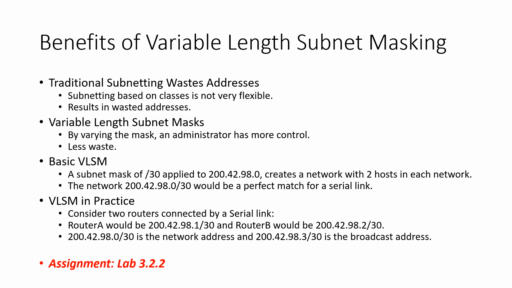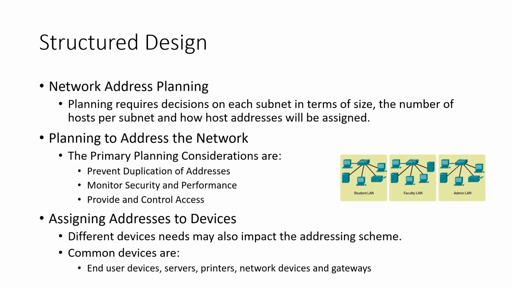VLSM in practice. Okay, consider two routers connected by a serial link. Router A would be 200.42.98.1/30 and router B would be 200.42.98.2/30. 200.42.98.0/30 is the network address and 200.42.98.3/30 is the broadcast address.